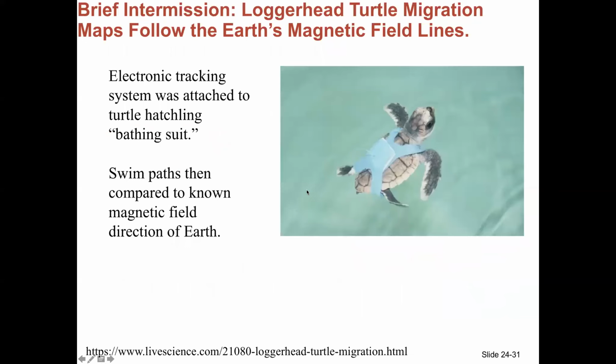Before we move on though, just a brief intermission. There's this nice Live Science article from a few years ago studying loggerhead turtle migration. They attached electronic tracking systems to loggerhead turtle hatchlings, and then used that to check their swim paths as they migrated. It was actually really cool. They determined that the paths of the turtles swimming were basically always parallel to the lines of the Earth's magnetic field. It's a really cool experiment.